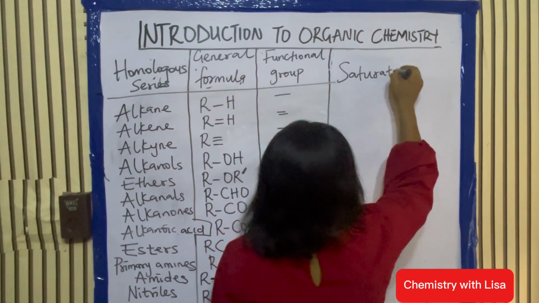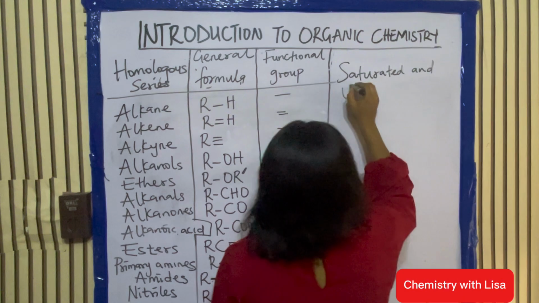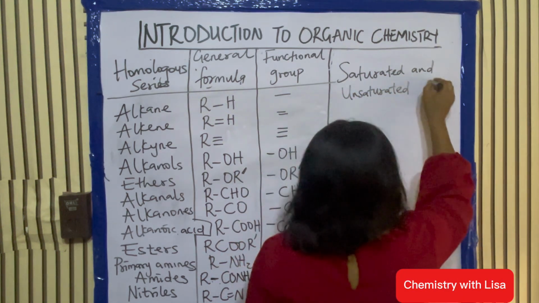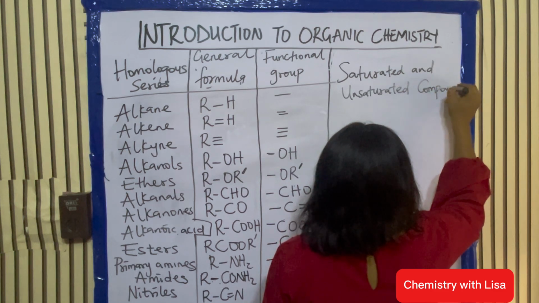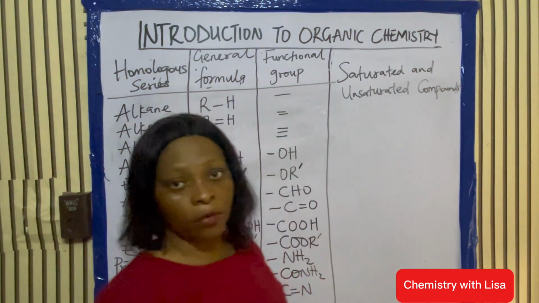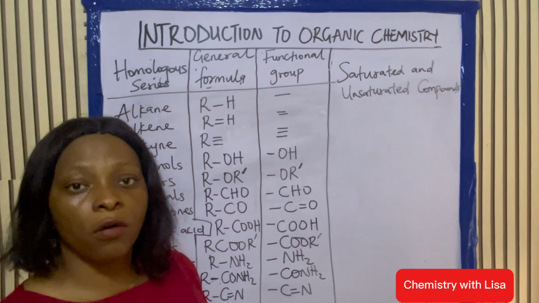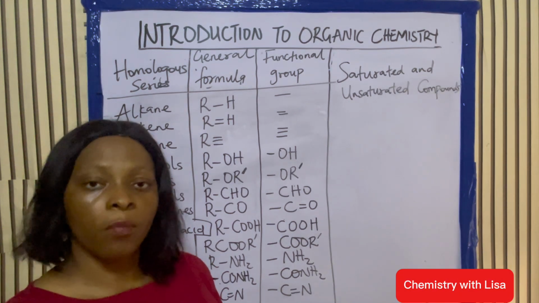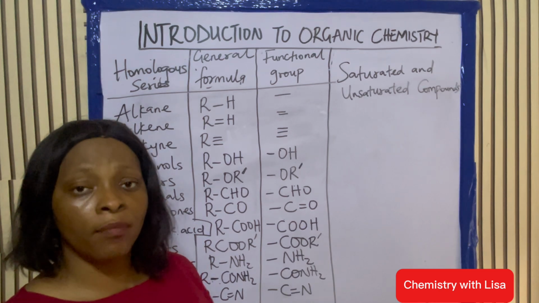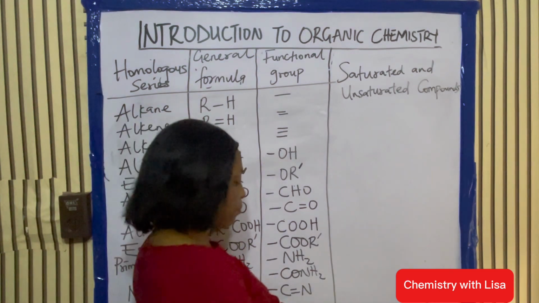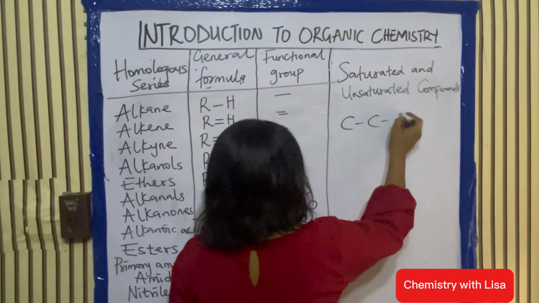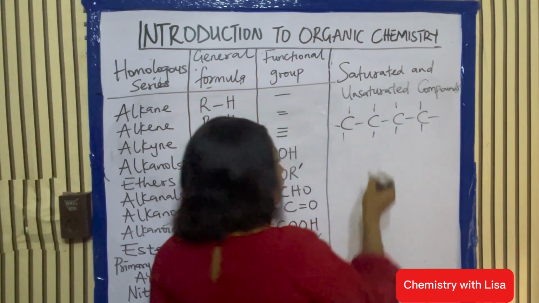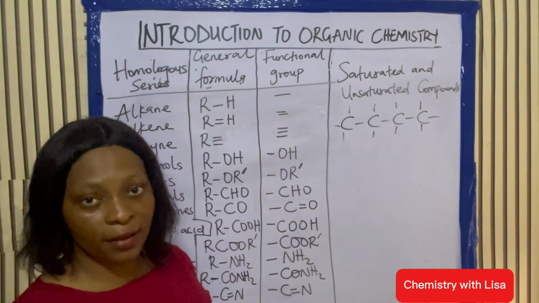The saturated and unsaturated compounds. So what are saturated compounds? Basically, saturated compounds are those compounds that have single covalent bonds. Those compounds that have single covalent bonds, we call them saturated compounds. Example, this is a single covalent bond. So you say that this is saturated because they are single covalent.